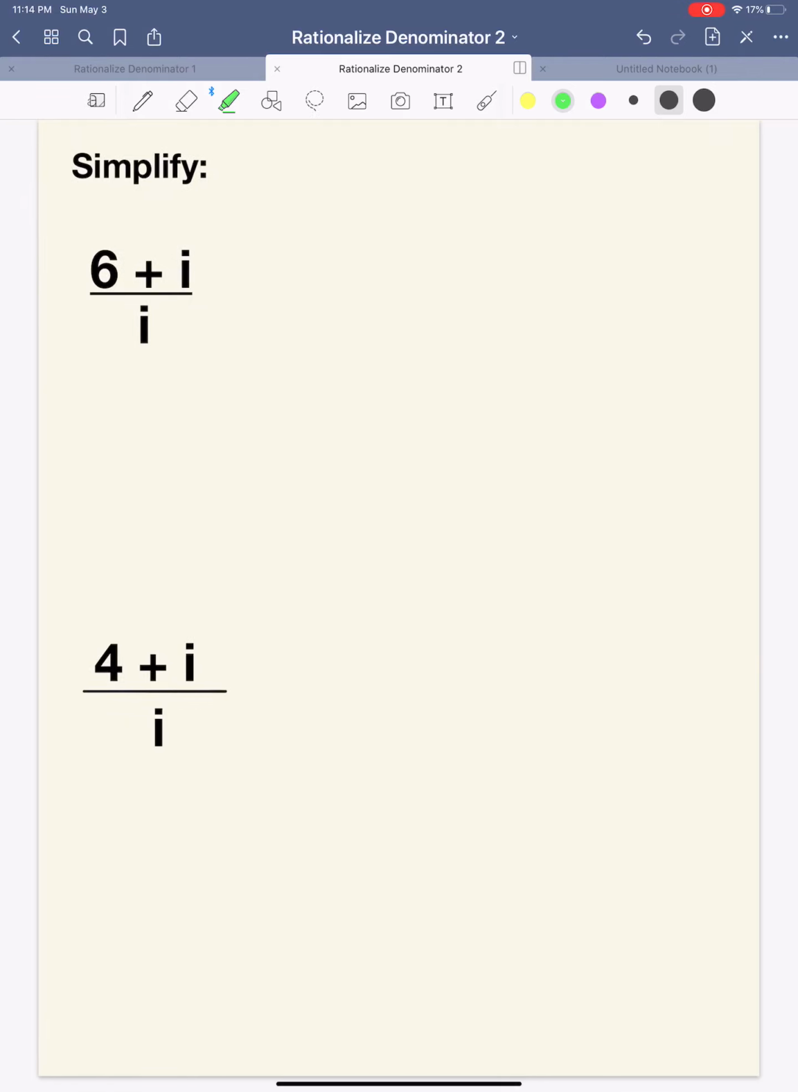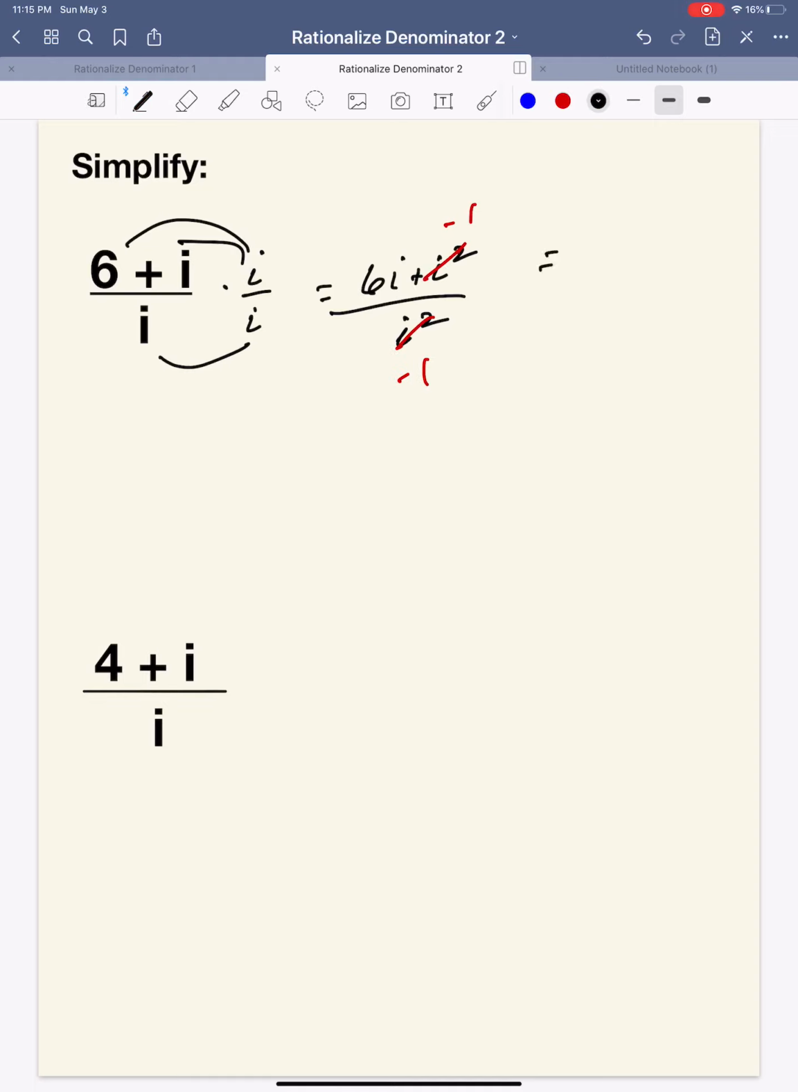Okay, let's do 6 plus i. We started this yesterday. 6 plus i over i. Binomial in the numerator, monomial in the denominator, multiplied by i over i. In the numerator, you get 6i plus i squared over i squared, right here at the bottom. Keep in mind, the i squared is -1, and so your answer is 6i minus 1 over -1. Keep in mind that that i squared is -1, right?